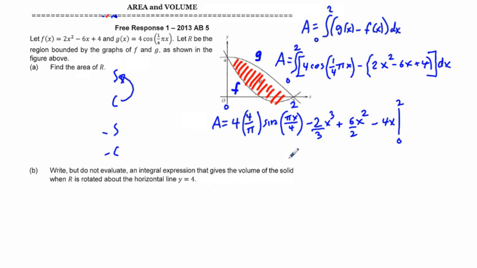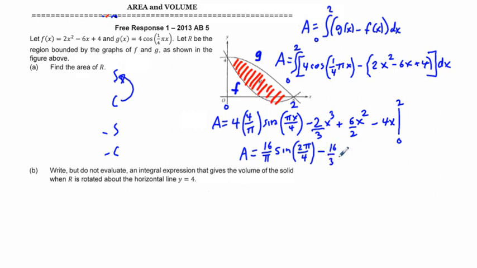And then just simplifying out, we have our area is equal to 16 over pi, and we have the sine of, when we plug in 2 for x here, we're going to end up with the sine of 2 pi over 4. Okay, and then we're going to have minus, we plug in 2 for x again, we have 2 cubed, which is 8, times 2 is 16, so we're going to have minus 16 thirds.